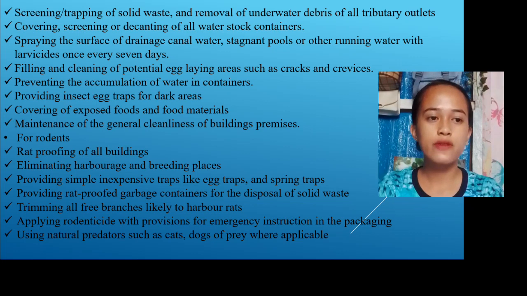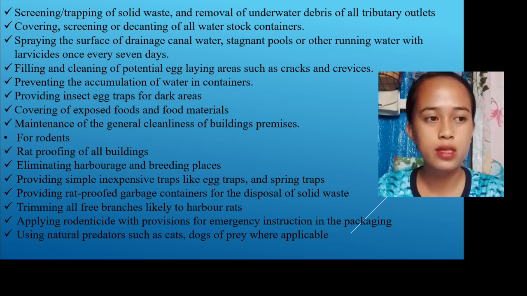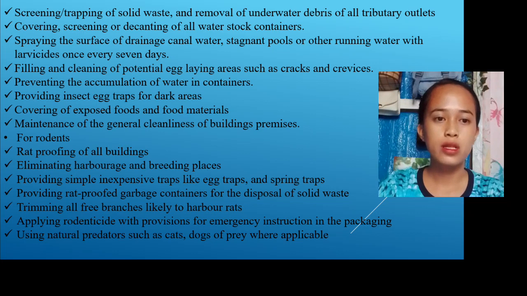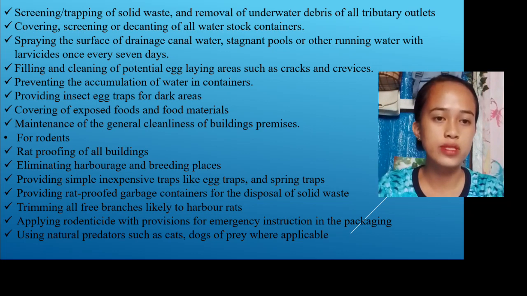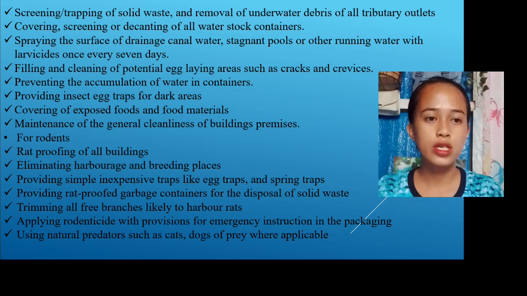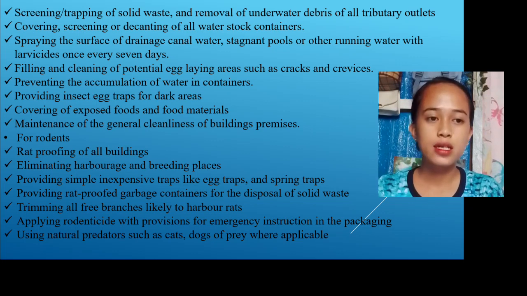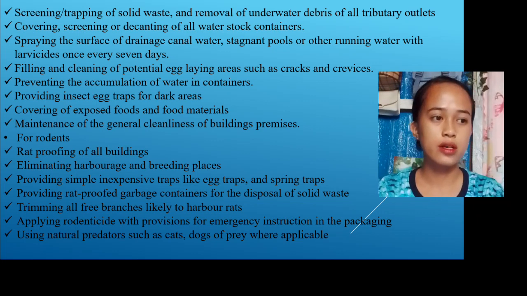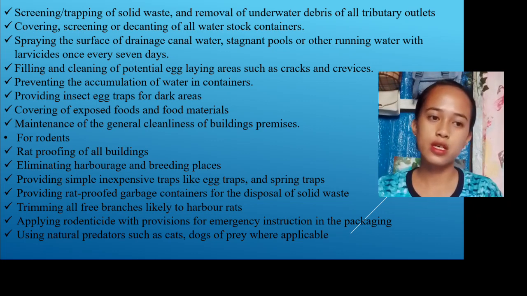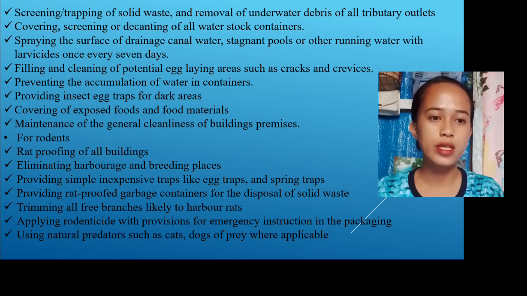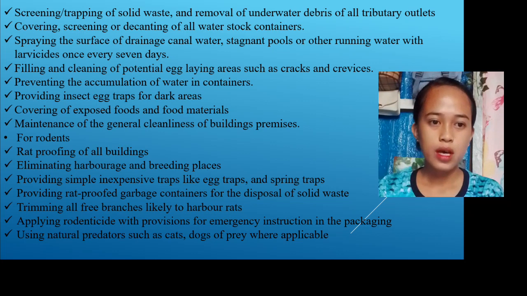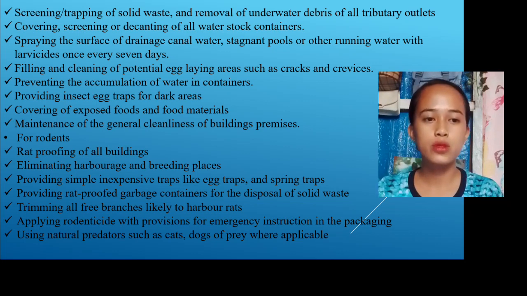Spraying the surface of drainage canal water, stagnant pools, or other running water with larvicides once every 7 days. So we need to maintain it once a week. Then, filling and cleaning of potential egg-laying areas such as cracks and crevices. Preventing the accumulation of water in containers, and providing insect egg traps for dark areas. Covering of exposed food and food materials.